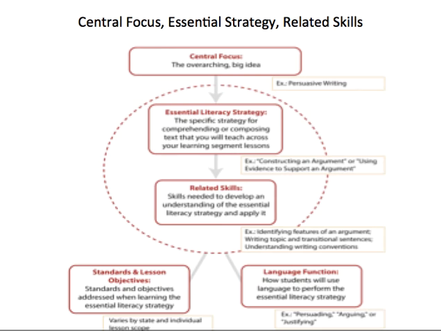Now, an example of that is this picture here where we do have this central focus. And the example that we'll use, and we'll run with this one going forward, is the idea of persuasive writing, right? There's a lot that goes into this. You can spend years trying to learn how to write persuasively, but you can identify the important sub-skills or the important bigger strategies, right? And so when we talk about what might an essential literacy strategy be for persuasive writing, well, constructing an argument, right, or using evidence, those are 2 big things. Each one could work by themselves.